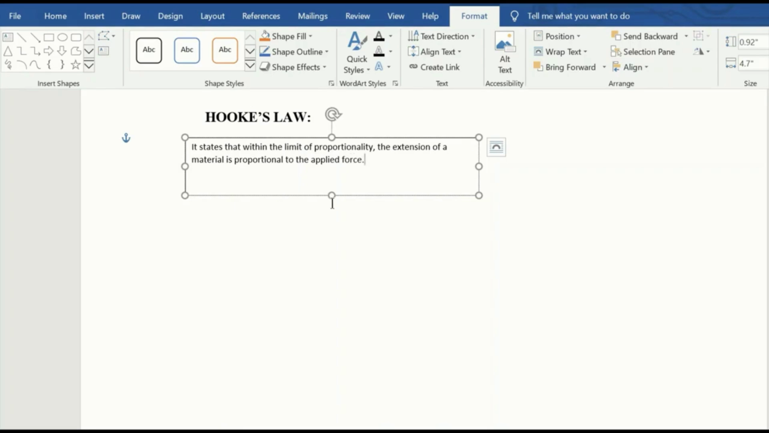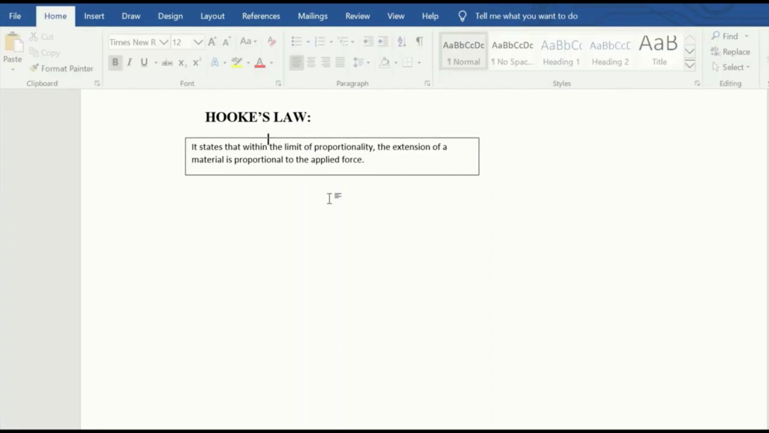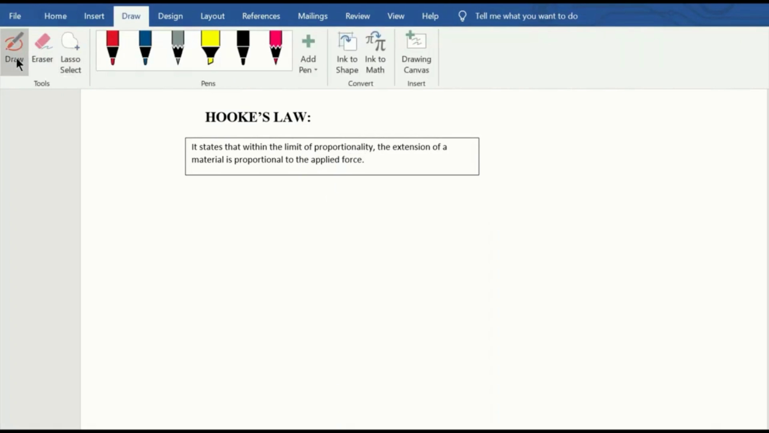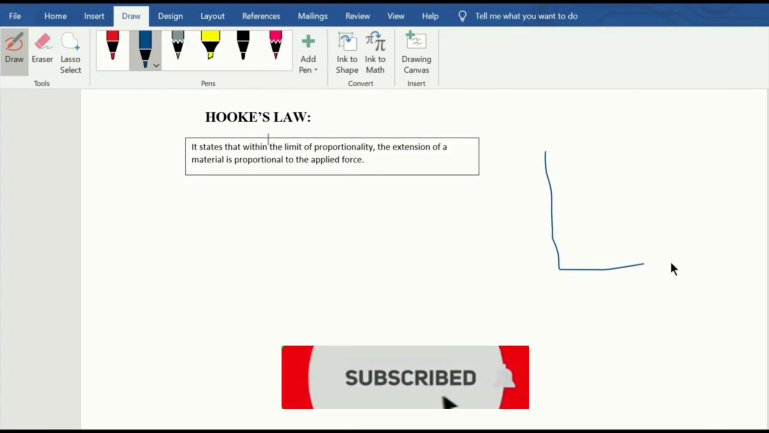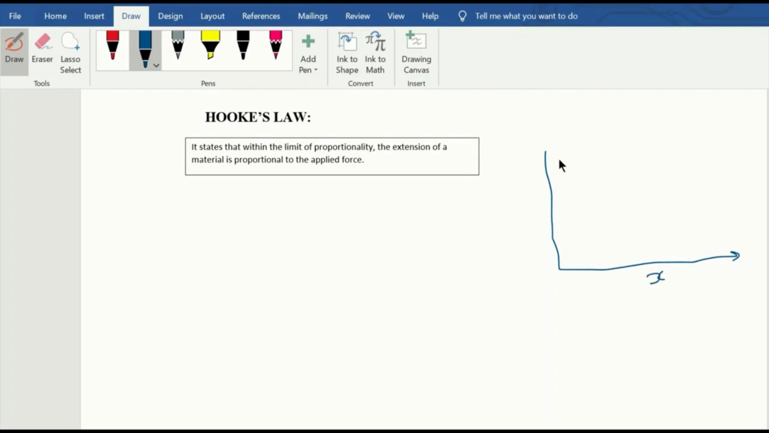Now, this statement can be shown on a force extension graph, which goes in this form. Here is the graph. Here is your extension, and here is the force. Now, the graph is a straight line graph. Here is the origin, point 0, and here is the elastic limit. So this is saying that as the applied force is increased, the extension is also increased.